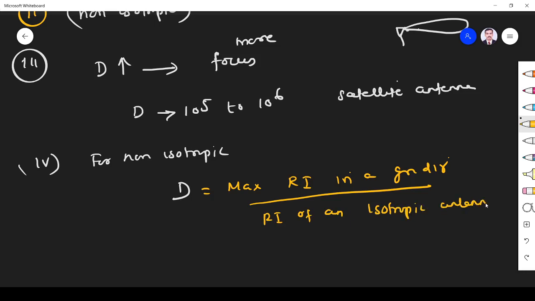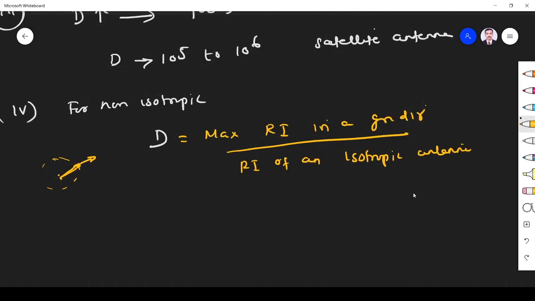We know that an isotropic antenna will radiate equally in all directions. Let us assume I have a directional antenna here, it will radiate particularly in this direction. So directivity is the radiation intensity produced in this direction divided by the intensity produced by an isotropic antenna. For example, let us assume our non-isotropic antenna is radiating 100 watts of power in a particular direction. That means it will radiate at least 80 or 90 watts around this direction. 10 watts will be spilled over.